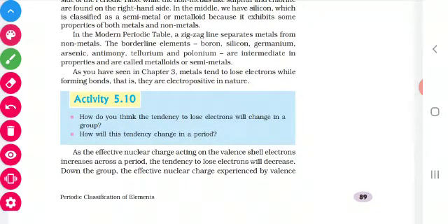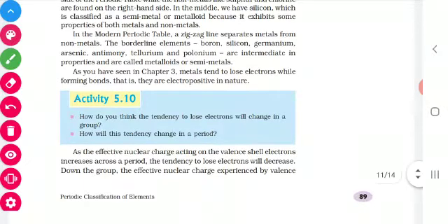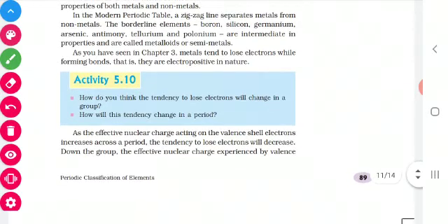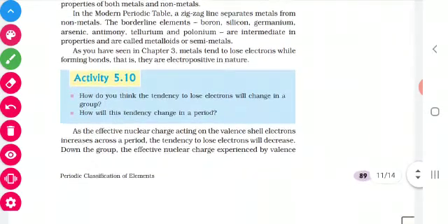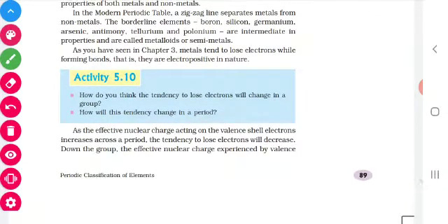This zigzag line separates the metals and non-metals, and the borderline elements, that is metalloids, or we can say semi-metals also: boron, silicon, germanium, arsenic, antimony, tellurium, polonium. They have the properties of metal as well as non-metal. Children, have you understood up to this? Now let us go for the activity 5.10.